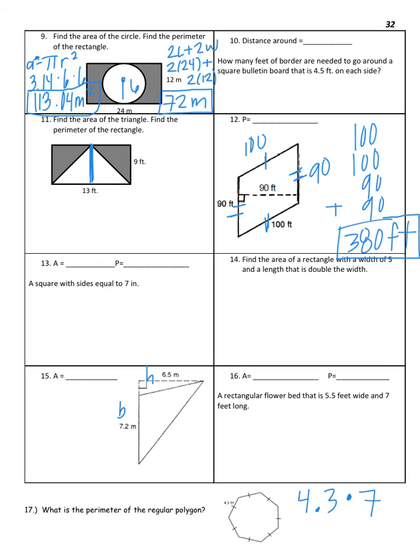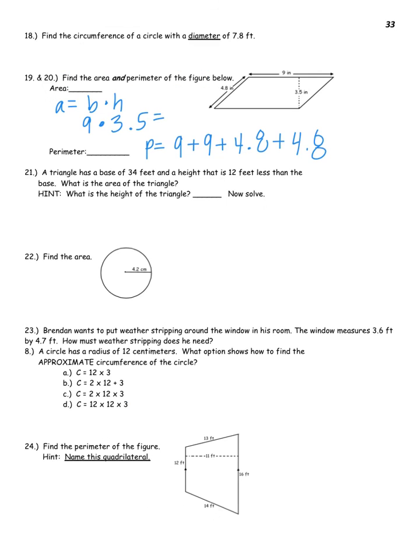Number 17 asks you for the perimeter of that polygon. There are 7 sides on it, so multiply 4.3 times 7, or you could add up 4.3 plus 4.3 plus 4.3 7 times for the final answer. Move on to the next page.